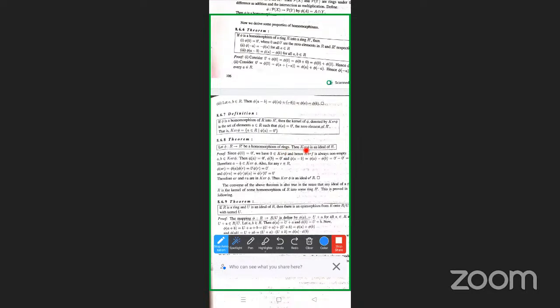Next, we have to show that kernel pi is an ideal of R. So we have to prove that kernel pi is an ideal. The ideal definition: the first condition of an ideal is that a1 minus a2 belongs to A. Next, the second condition: a into r or r into a also belongs to capital A.